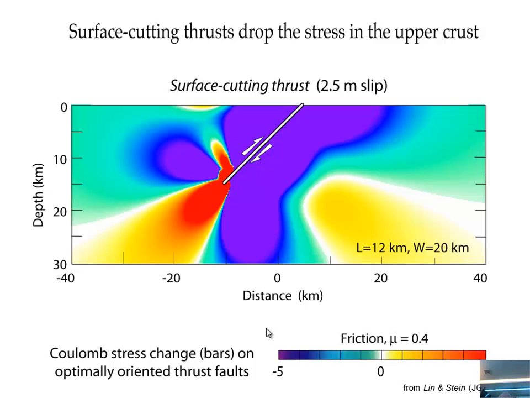So you can do it also in cross-section view. So this is a surface rupturing thrust. So the surface rupturing thrusts tend to pull a lot of stress, or Coulomb stress, out of the upper crust. But you could see if you were going to have an additional slip, it would be deep down here. But this is already 15 kilometers. So this increased Coulomb stress would probably just increase the creep rate below the brittle part of the fault.